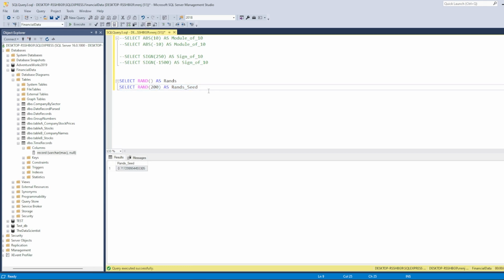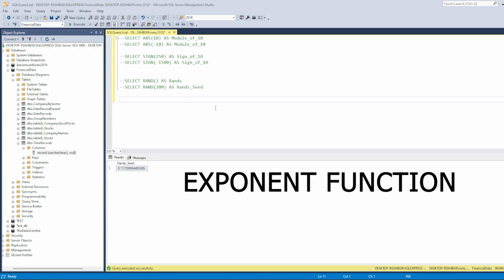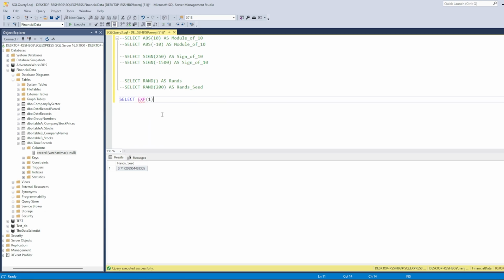So that is a difference between the rand with a seed being passed and without a seed being passed. Okay. Now the next one that we have is exponent. So let's say select exponent of 10, as exponent of 10.